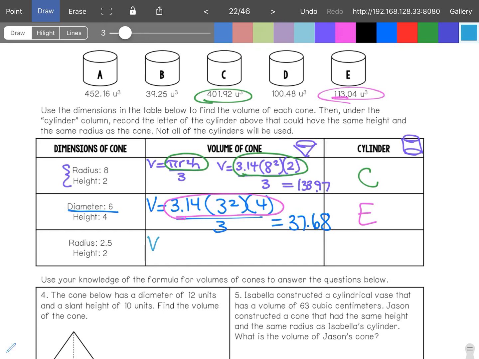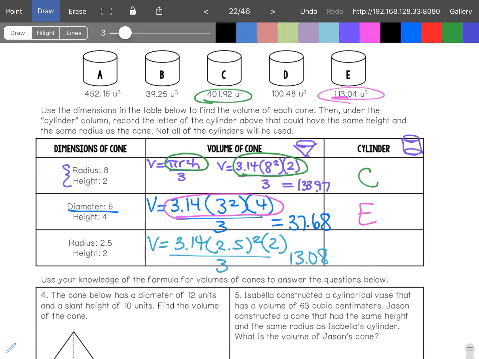Okay, the next one, 3.14 times the radius, 2.5 squared, times the height, which is 2, divided by 3. And you get 13.08. And then if you go and just check the top part, remember this part will give you the volume of the cylinder, which is this one, answer B.